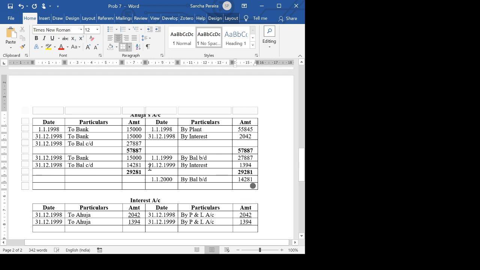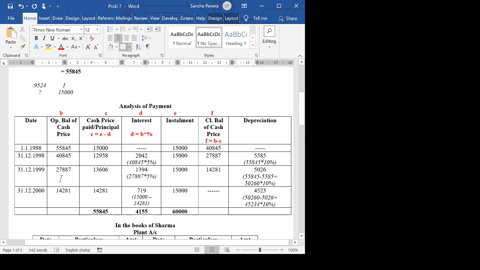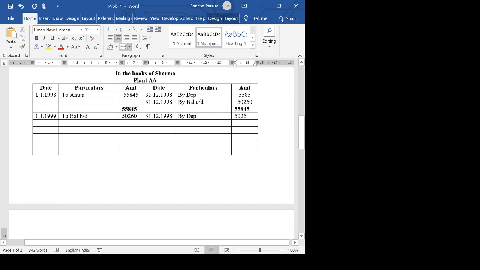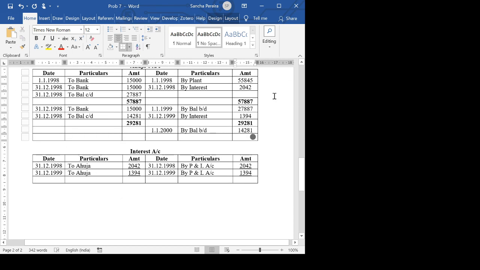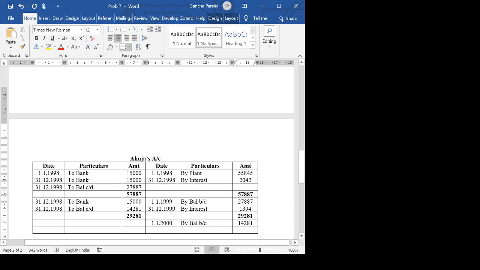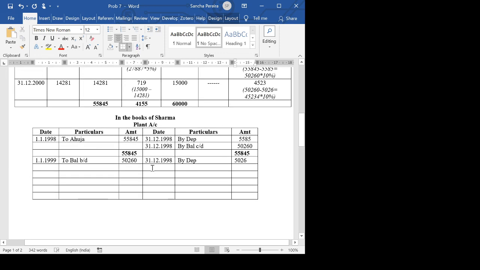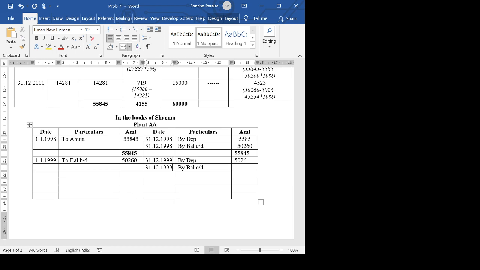See, by balance brought down for the second year is 27,887. Let's just check our table. Yes. And for the third year is 14,281. Okay, it's the same. And close the depreciation account as well, the asset account. Sorry, this is 99. This is also 99. By balance carried down, get the total here. 50,260.